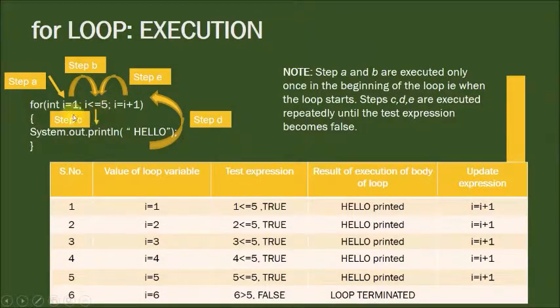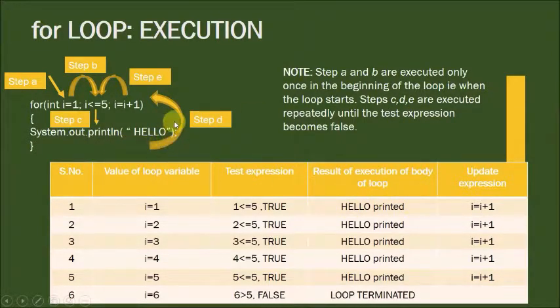So let us see all these steps one by one. In the first step, the initialization expression is executed, so the value of loop variable I becomes equal to 1. Now it will jump to the test expression. It will check whether 1 is less than or equal to 5. Yes, the expression is true, so we jump to step C, which is to print hello on the screen. So hello will be printed.